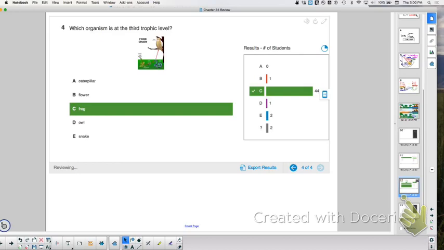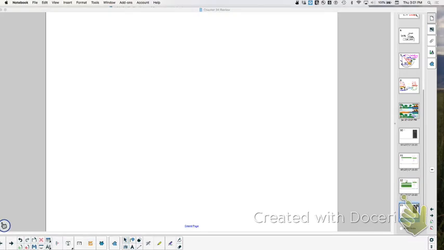Which organism is at the 3rd trophic level? The 1st trophic level would be the plant. The 2nd trophic level would be the herbivore, which is the caterpillar. The 3rd trophic level is whoever eats the caterpillar. And who ate the caterpillar? The frog. Okay, the 4th trophic level would be the snake. And the 5th trophic level would be the owl. I hope you did a good job.